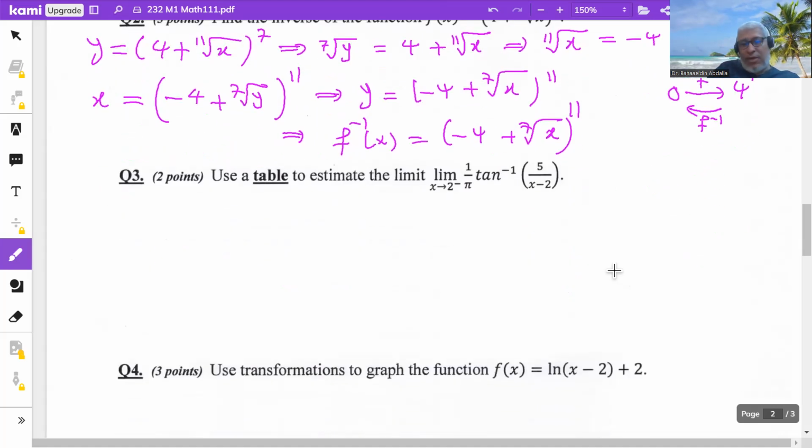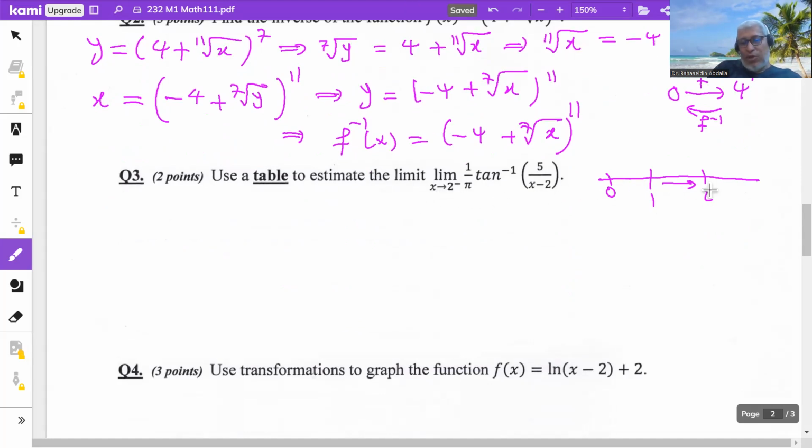Use a table to estimate this limit. Well, x approaches 2 from the left. So if this is the number 2, and we are approaching from the left, what is the number to the left of 2? I have 1 on the number line. This goes to infinity, this goes to negative infinity, the 0 is here.